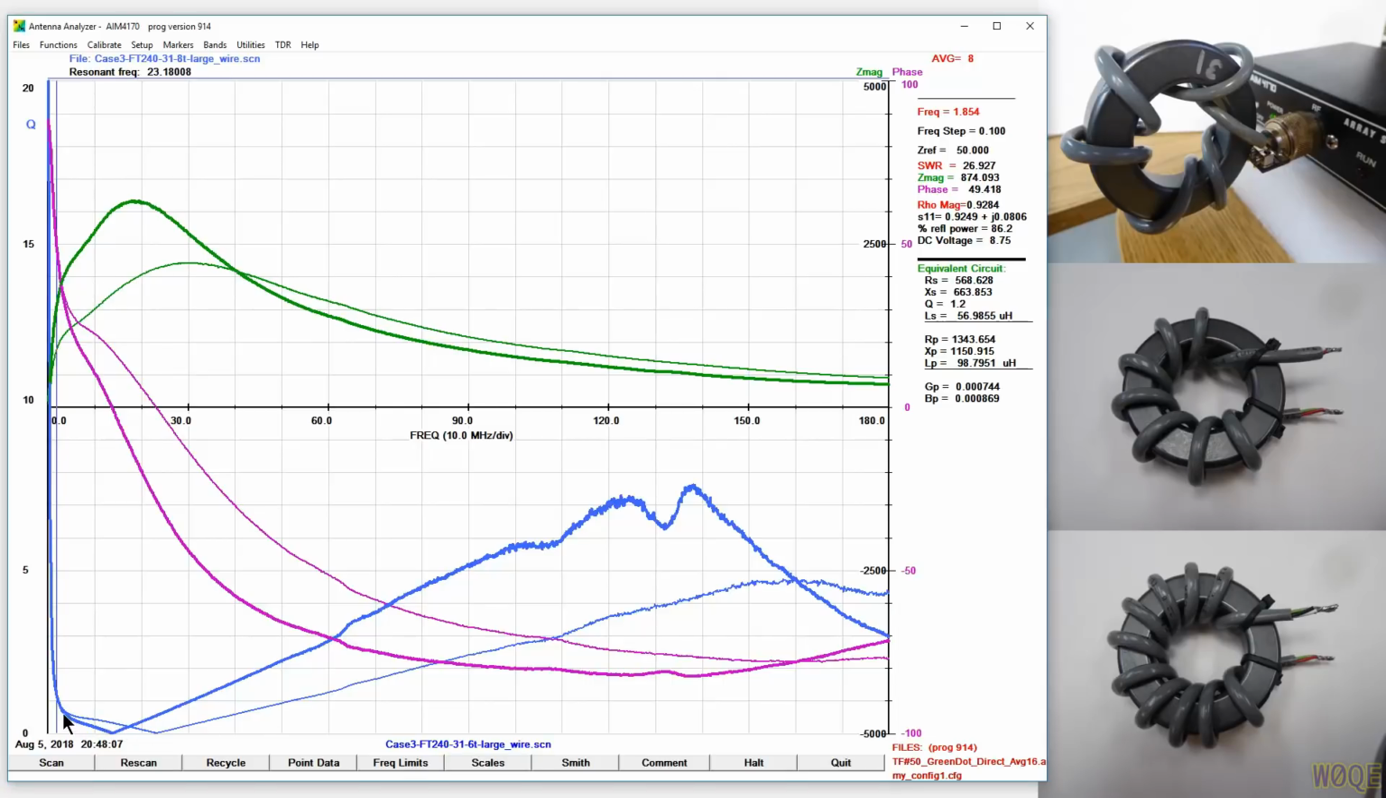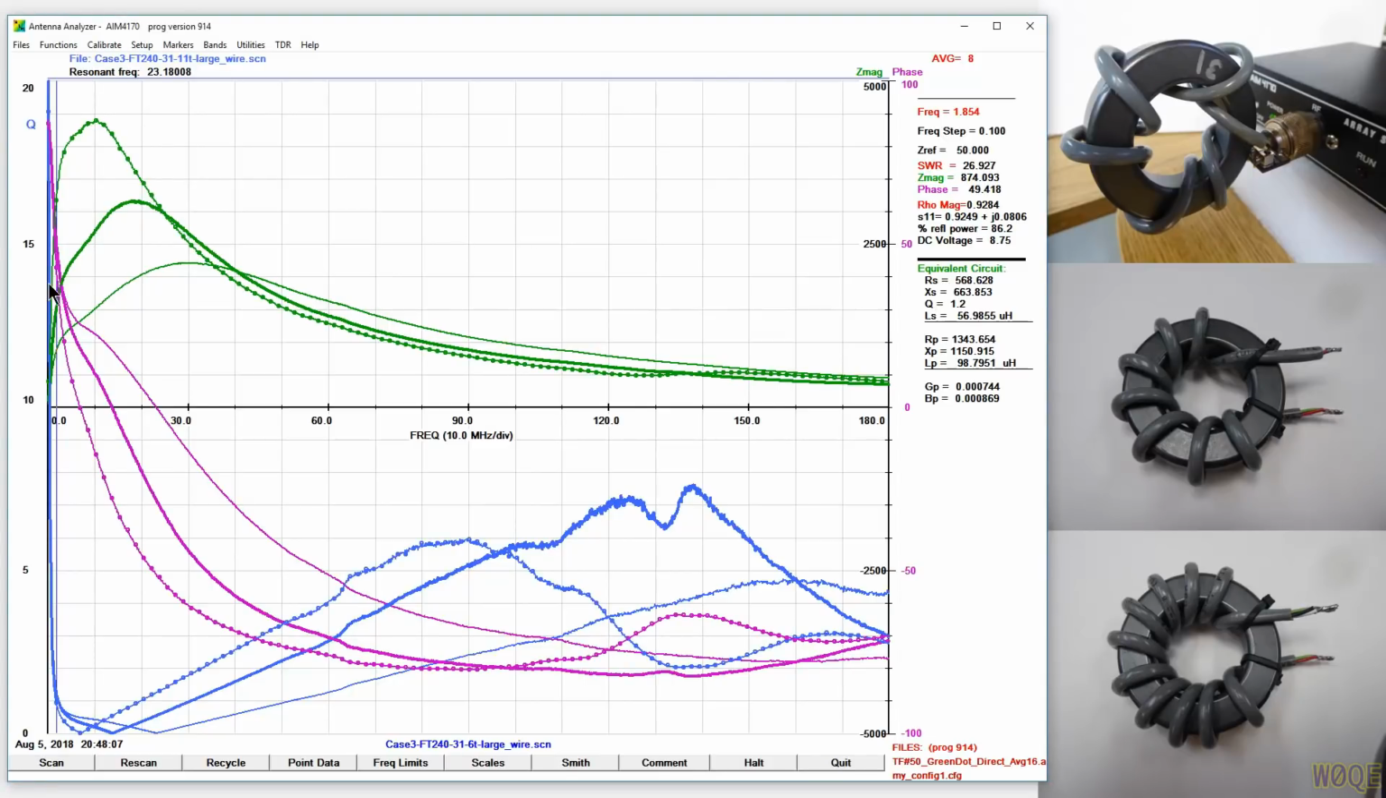And the Q is still pretty low. Q is 1 at 1.8 megahertz. Q is 1 at 30 megahertz, and it rises a little bit more beyond that. But again, Q of 1 is incredibly low. So now let's overlay the graph with the 11 turns that I did here.